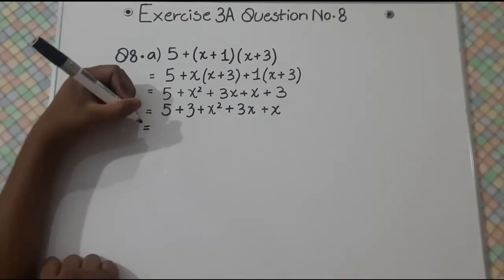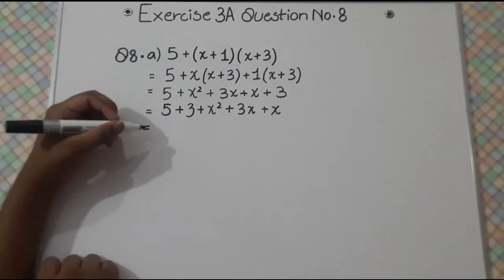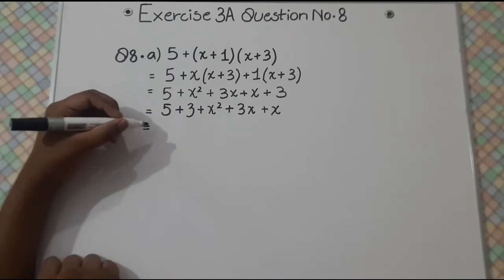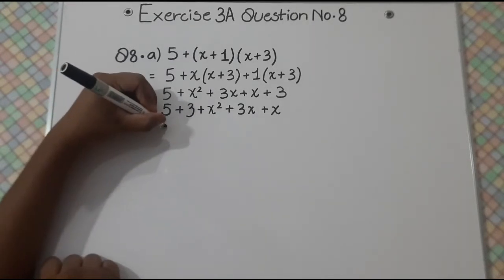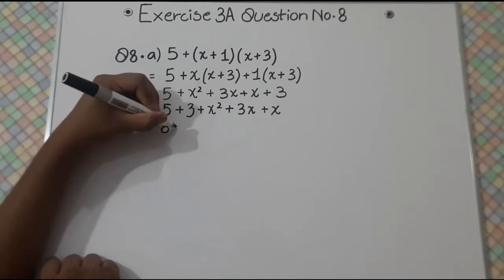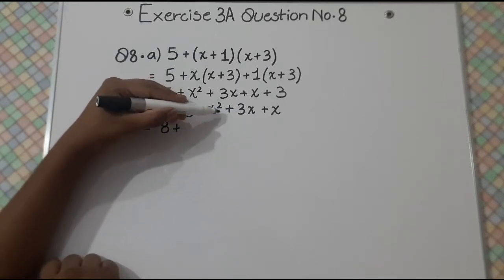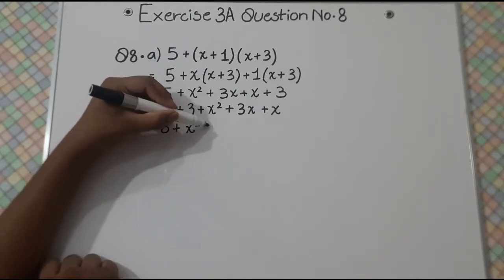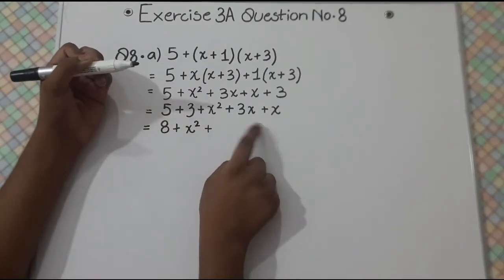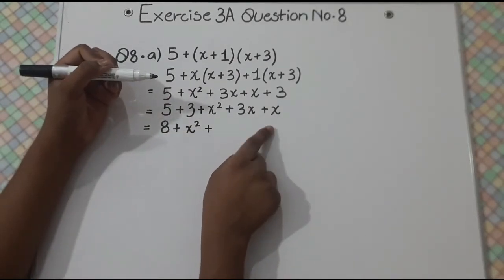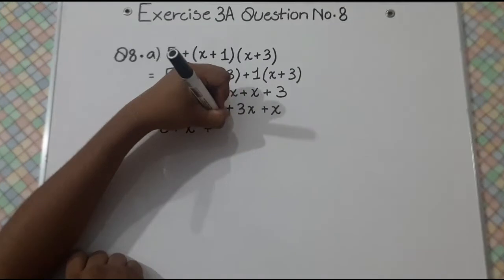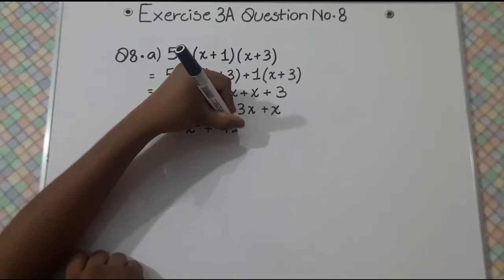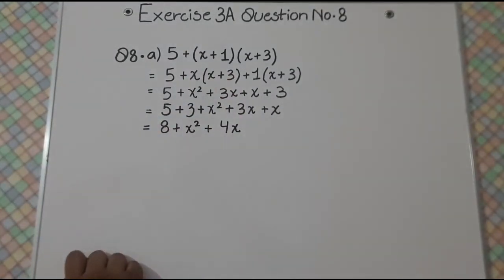Now we're just simply going to add them. 5 plus 3 would be 8. Then plus x square which is independent, plus 3x plus x means 3 plus 1, so it would be 4x. So this was part A of this question. Now let's move towards part B.